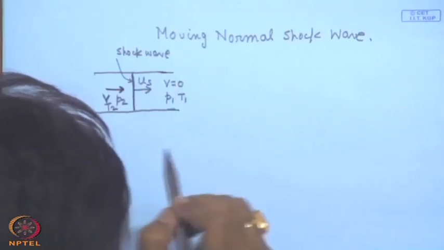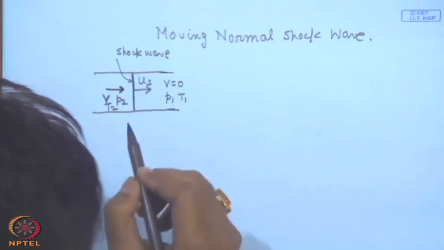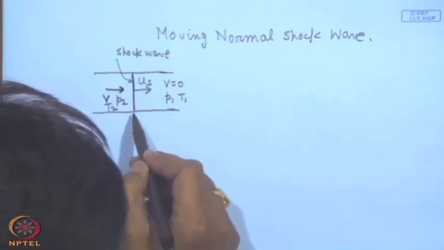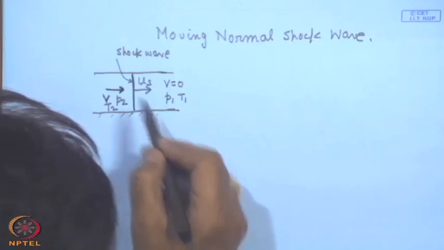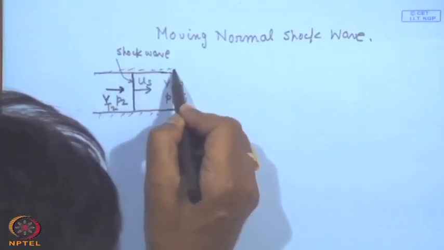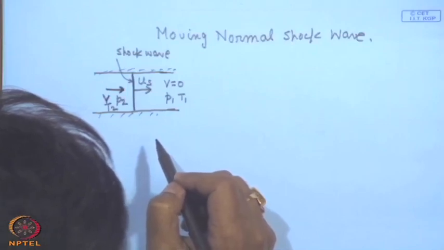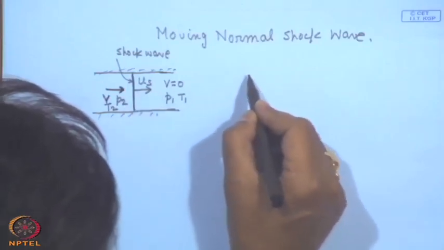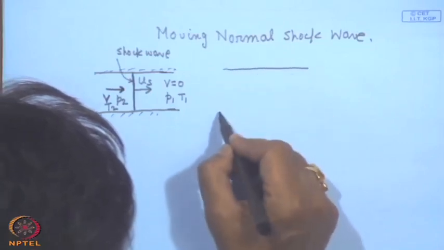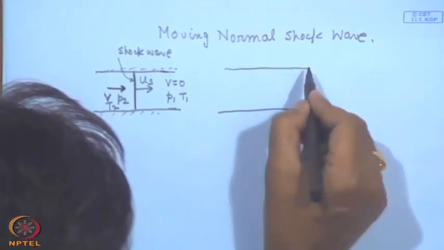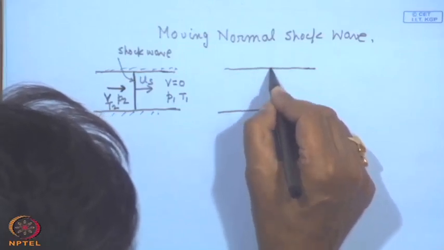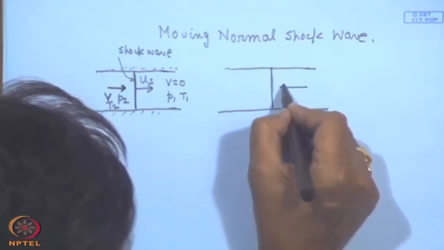Now this problem, if you analyze it this way, this is a picture with respect to a coordinate frame attached to the wall, that means a static frame of reference, which is at rest. Now if we attach the coordinate frame to the shock, that means if we see this relative to the shock, it is just like a stationary normal shock wave. That means the shock is at rest here.